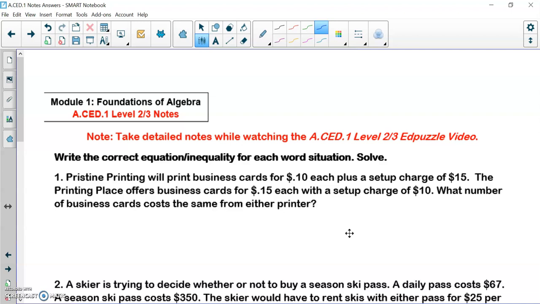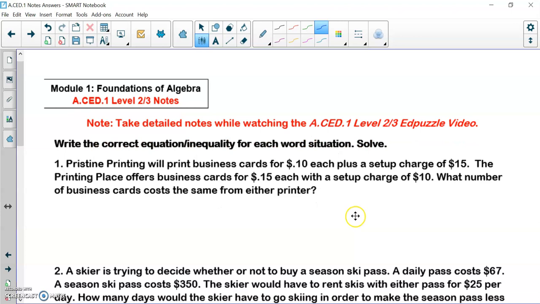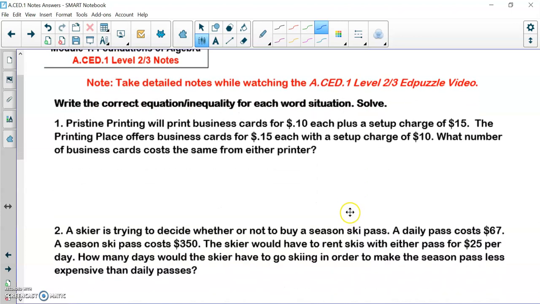Or vice versa, if you can do the inequality and not the equation, you're still at a level 2. Or if you can set up the equation and inequality, but you can't solve, that's still a level 2. So you must be able to write the correct equation and inequality for each word problem, and solve the equation and inequality to earn a 3.